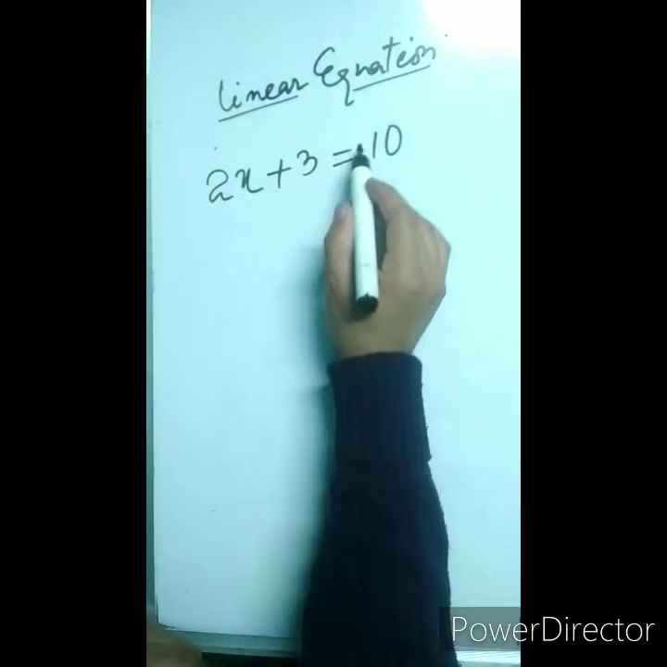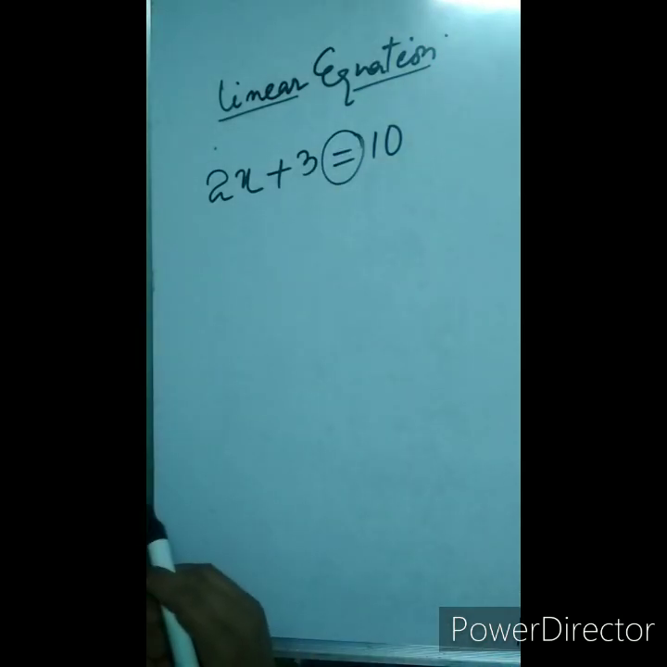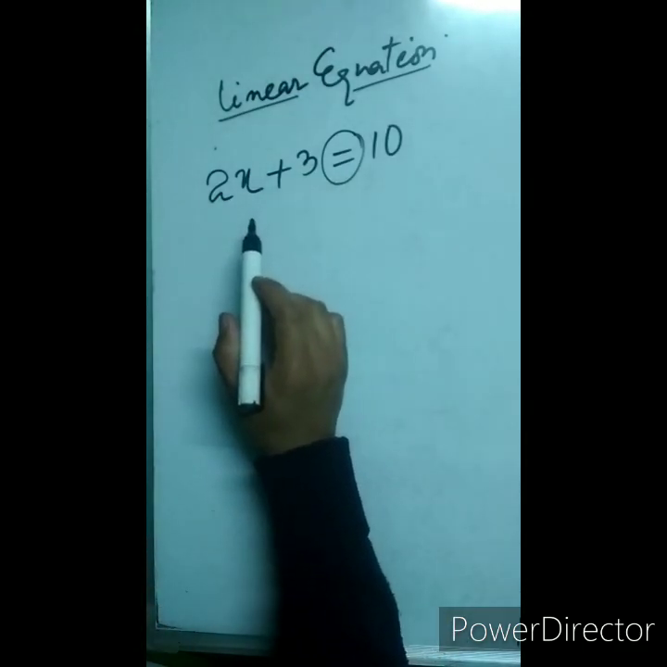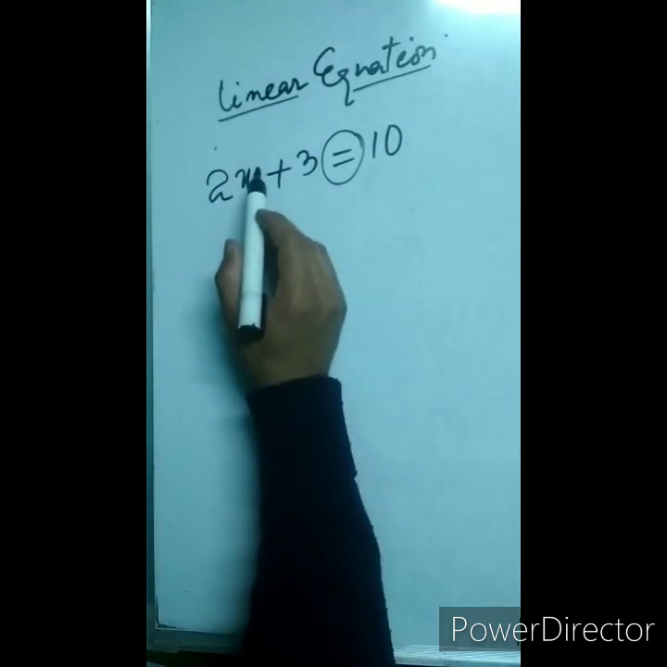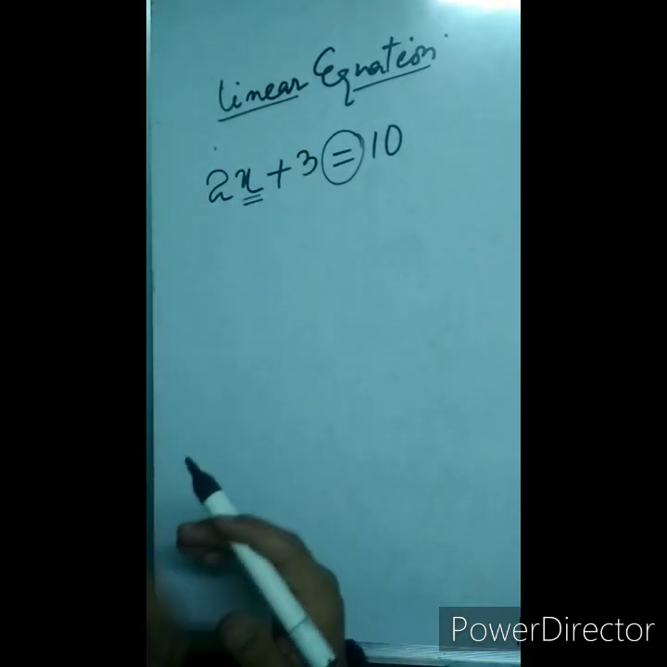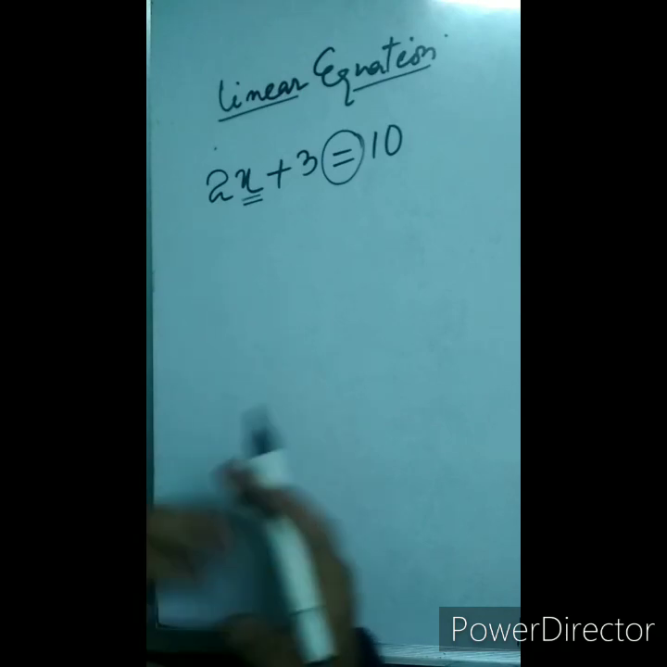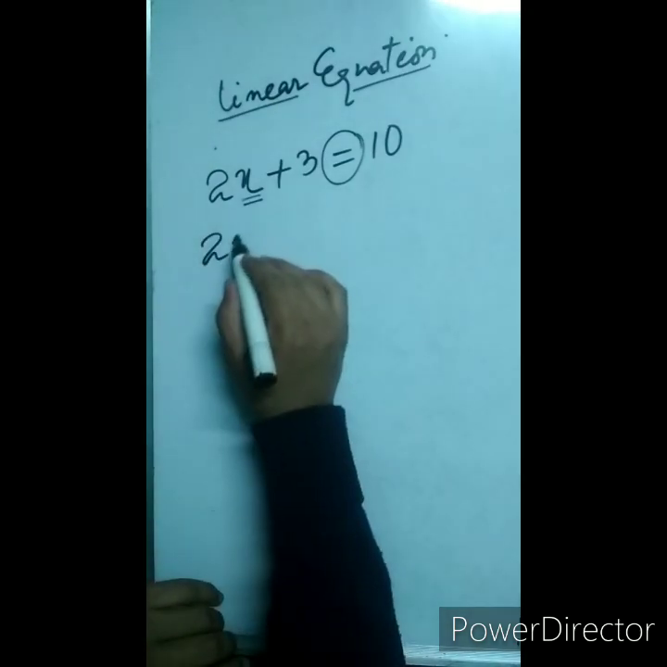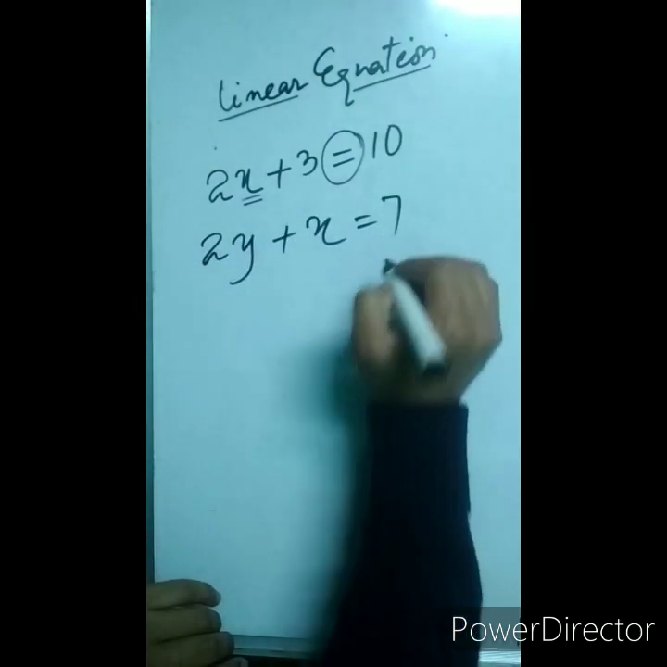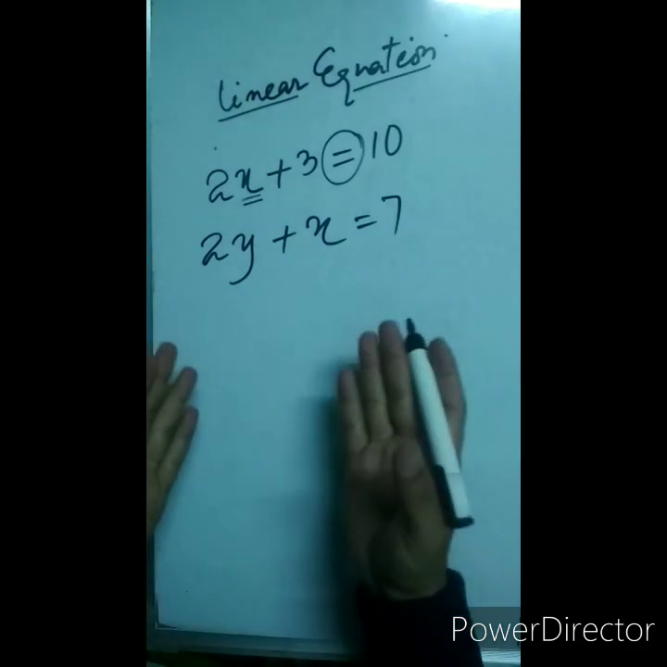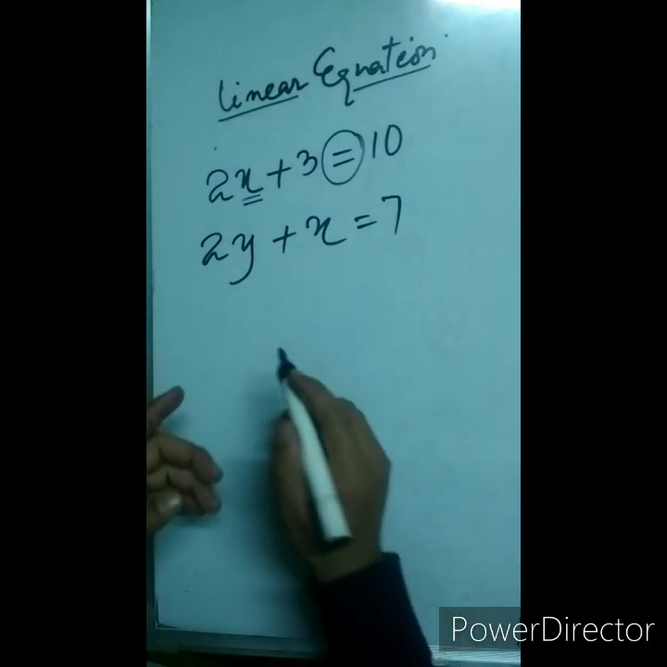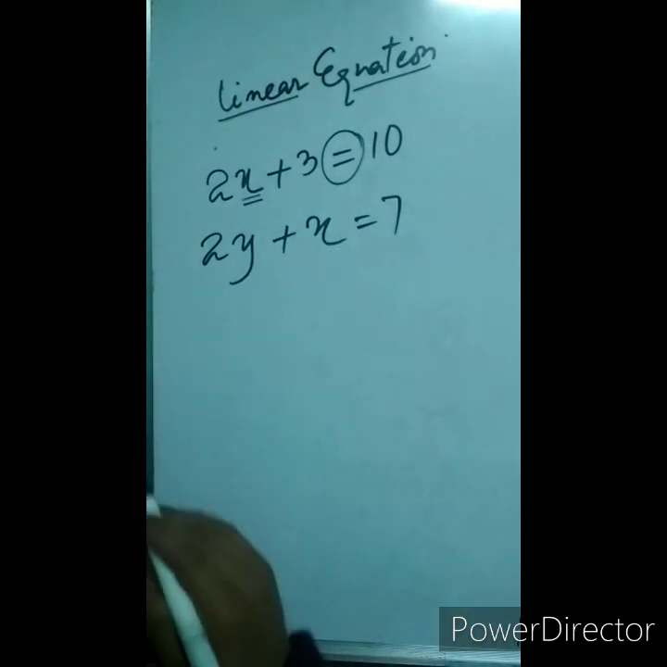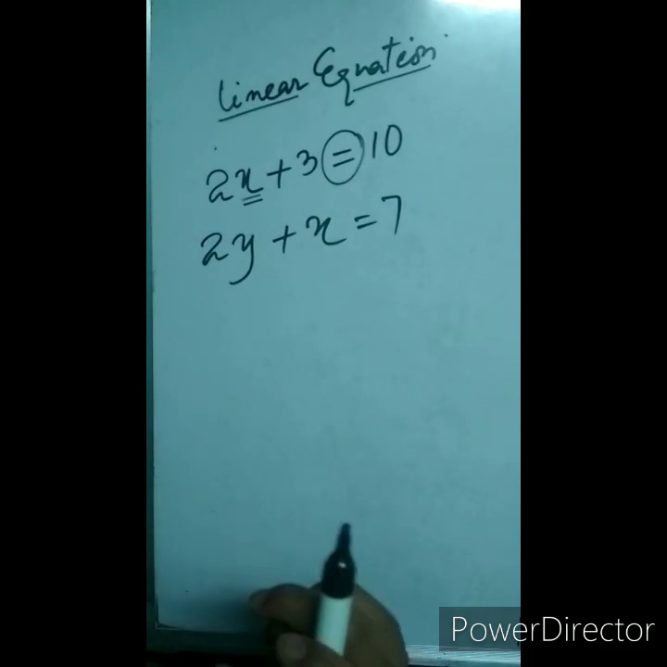In this statement we find one equality. We are talking about this equality sign. And at least one variable is contained in this equation. Here the variable is x. So it's an equation. Even I can write twice y plus x is 7. This is also a statement of equality. The sum of twice y and x gives 7. In this equation we find one equality.